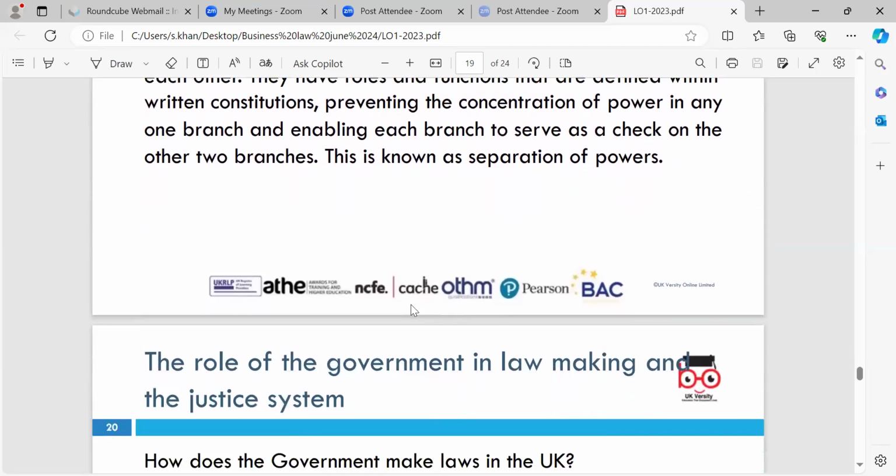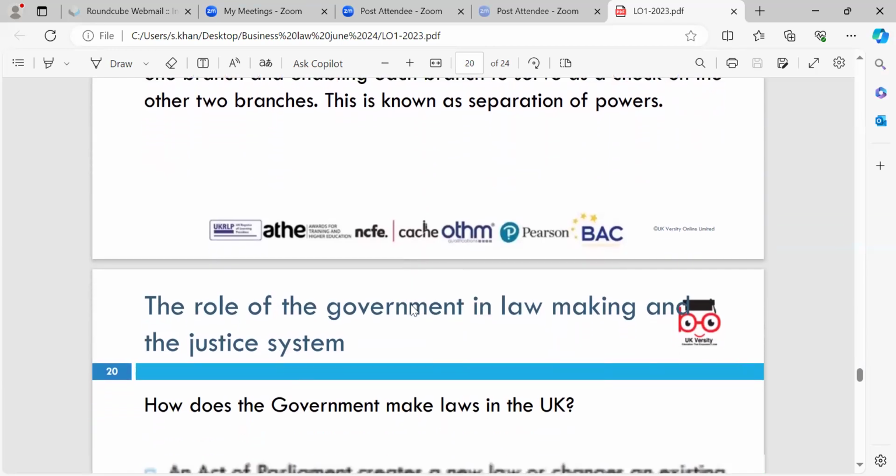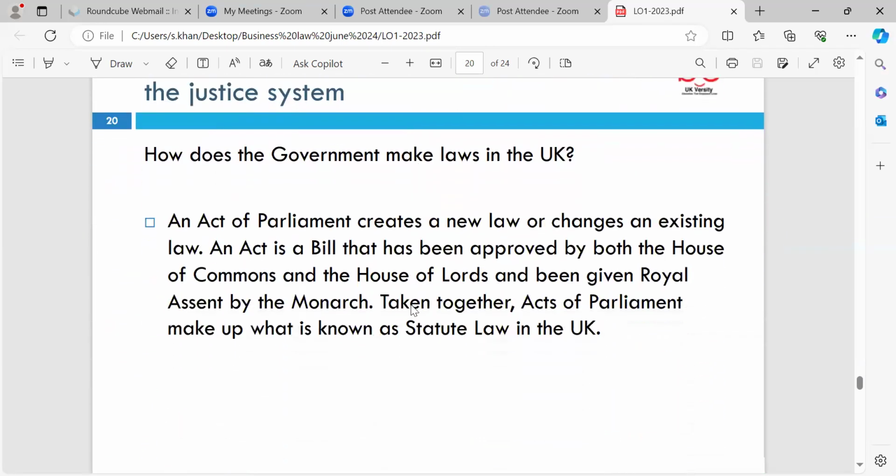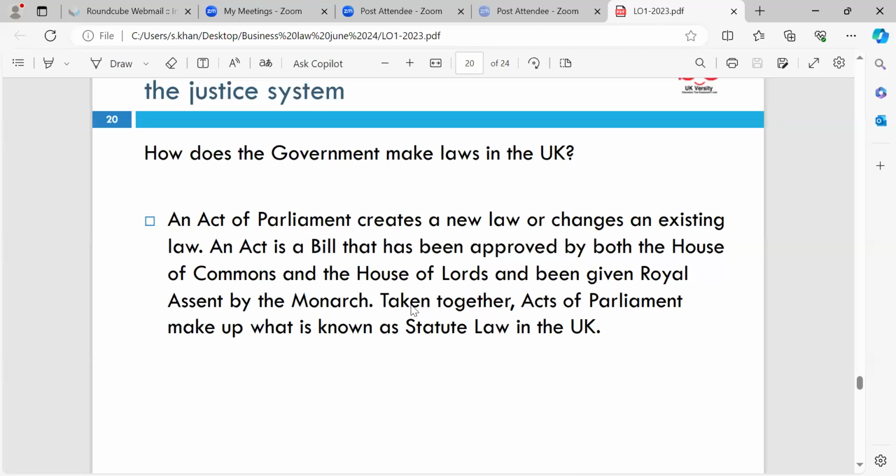So, the role of government in lawmaking. How does the government make the laws? An Act of Parliament creates a new law or changes an existing law. So it's an Act of Parliament that needs to go through. Parliament is the legislative body with the highest legal authority in the UK, and it checks the work of government. Parliament also debates and approves new laws proposed by the government.